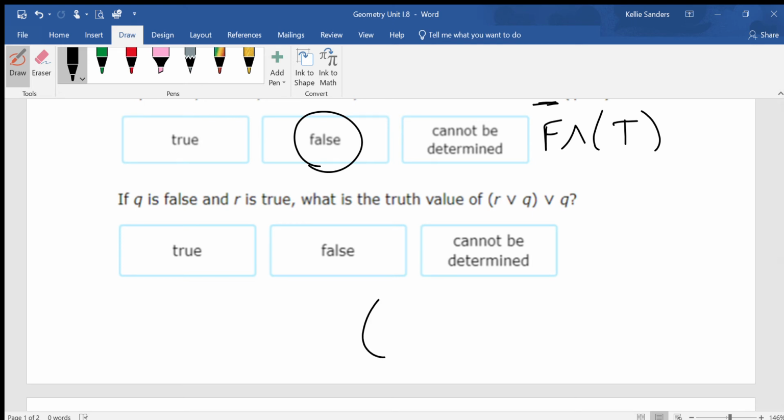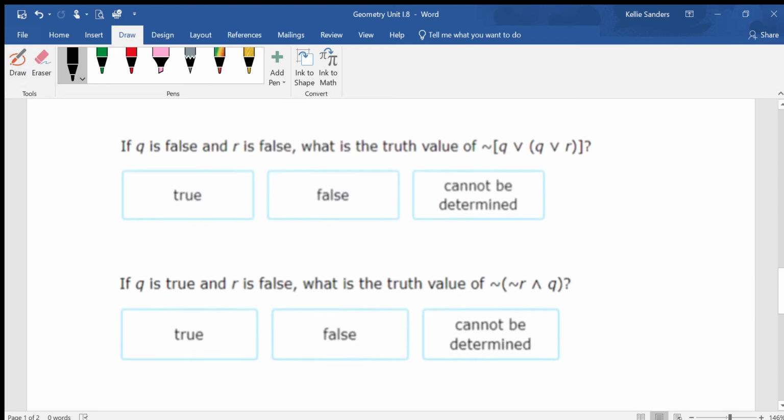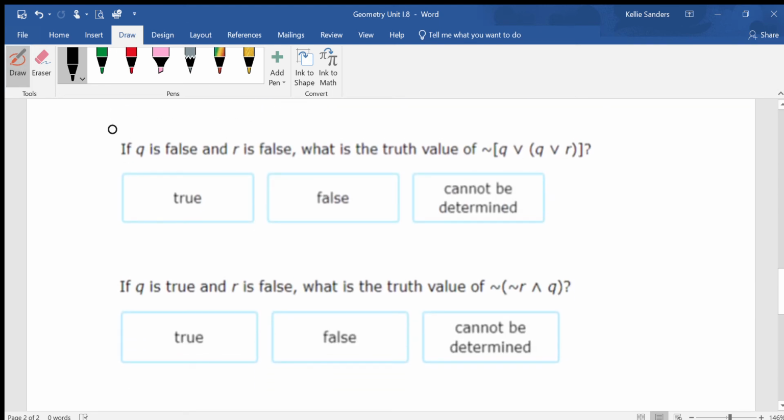If R, which is true, or Q, which is false, or Q, which is false. So true or false, that would be true, or false, which would be true. So not Q, they're both false. Okay, so false, false, false.